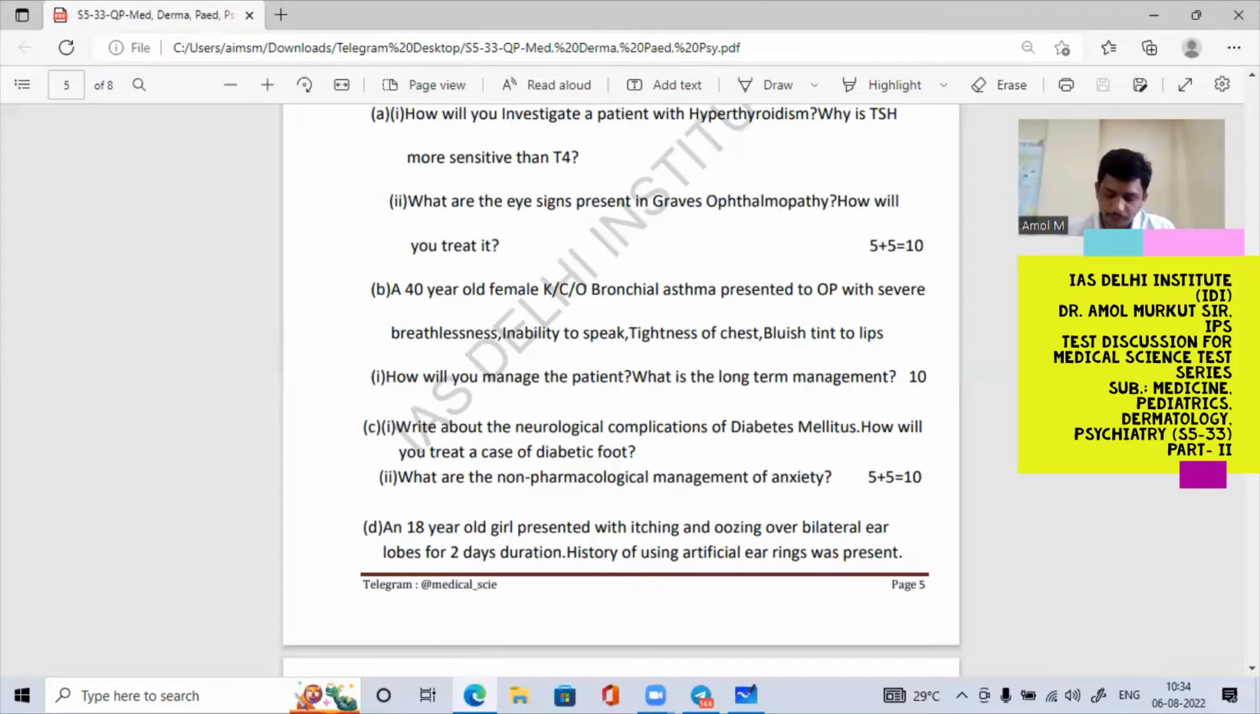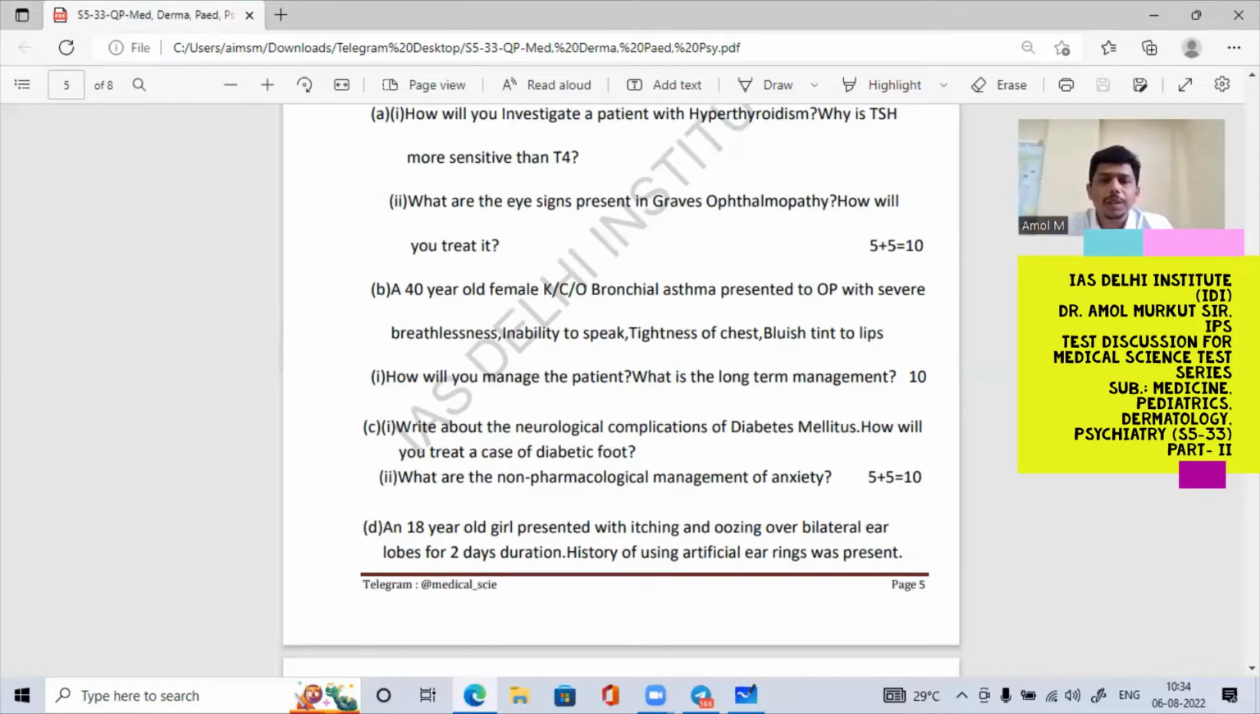Okay, write about the next question. Write about the neurological complications of diabetes mellitus. How will you treat the case of diabetic foot? There, it is just for 5 marks, so you just have to enumerate. What are the neurological complications? Autonomic neuropathy and peripheral neuropathy.